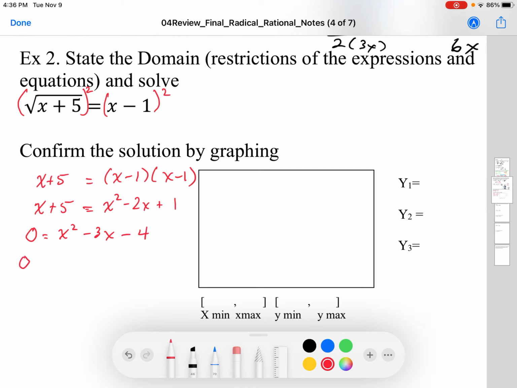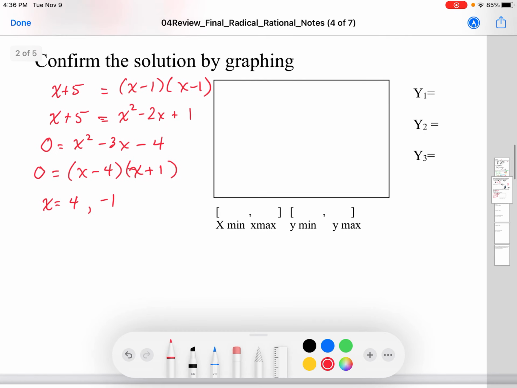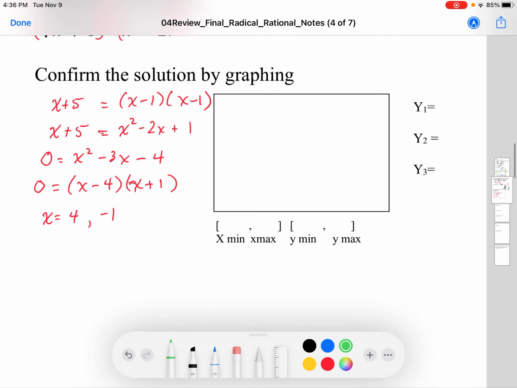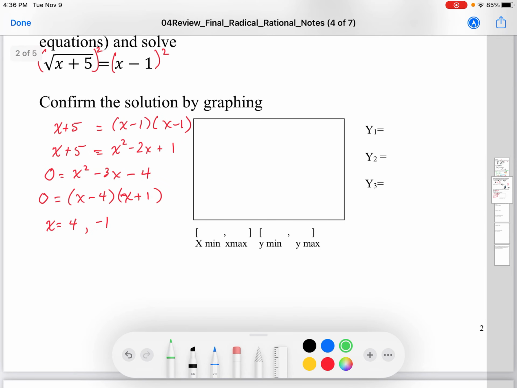This looks like it can be factored. So I'm going to end up with two numbers that multiply to -4, add to -3, is going to be -4 plus 1. That gives me solutions for x of x equals 4, x equals -1. Now, whenever I solve a square root equation, I have to check my answer by substituting in. So I'm going to do my check.